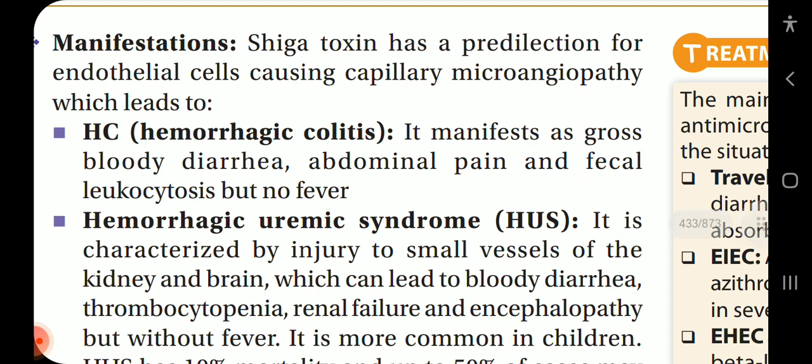Manifestation: the Shiga toxin has a predilection for endothelial cells, causing capillary microangiopathy, which leads to HC, hemorrhagic colitis. It manifests as gross bloody diarrhea, abdominal pain and fecal leukocytosis but no fever.